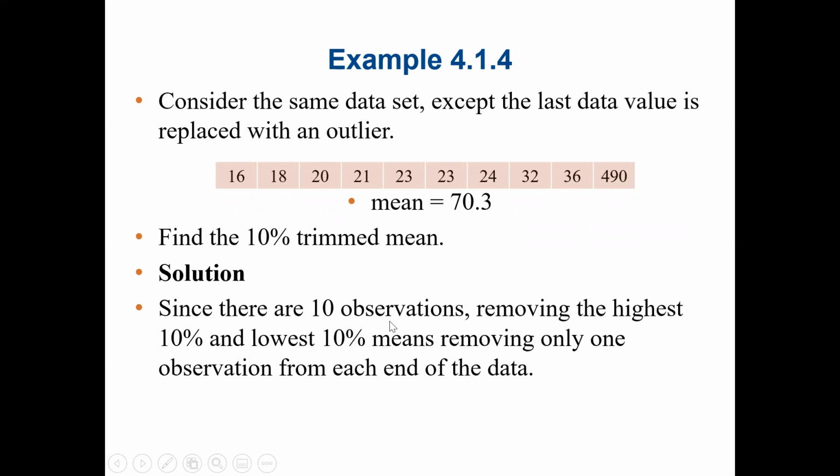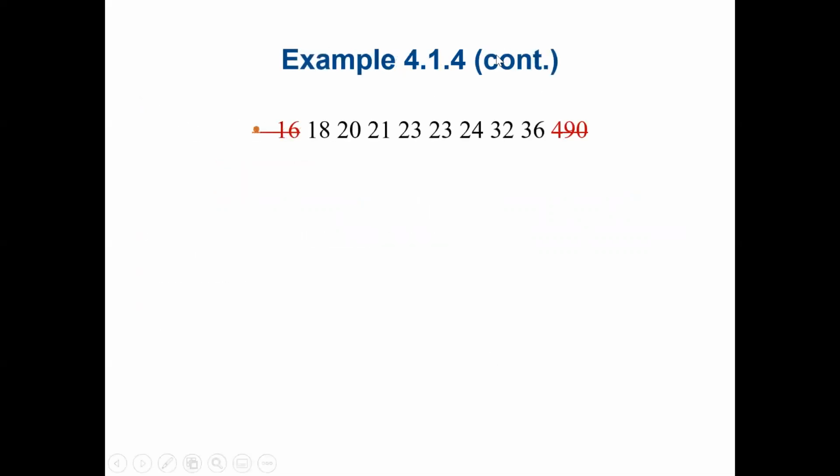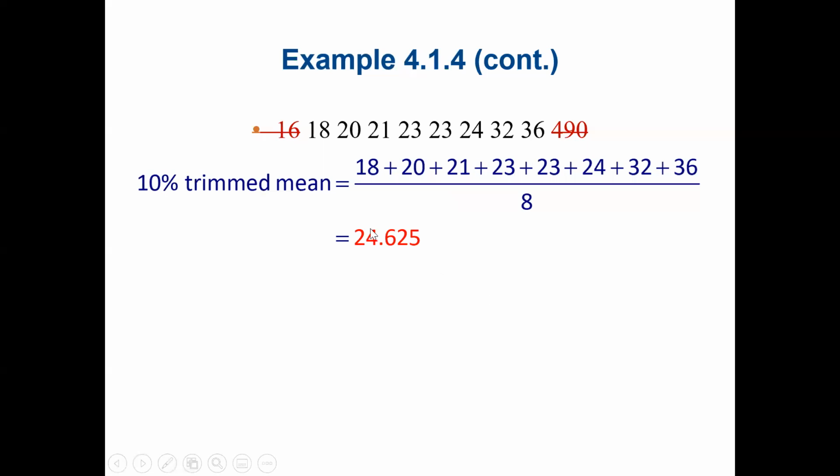Now, since there are 10 observations, removing the highest 10% and the lowest 10% means we are going to remove 1 observation from each end again. So we can see that the outlier is gone. And here we are going to get almost the same value we had before.